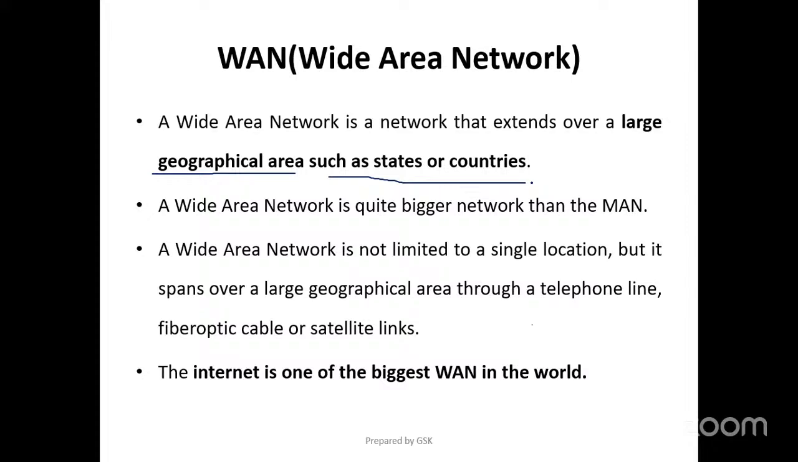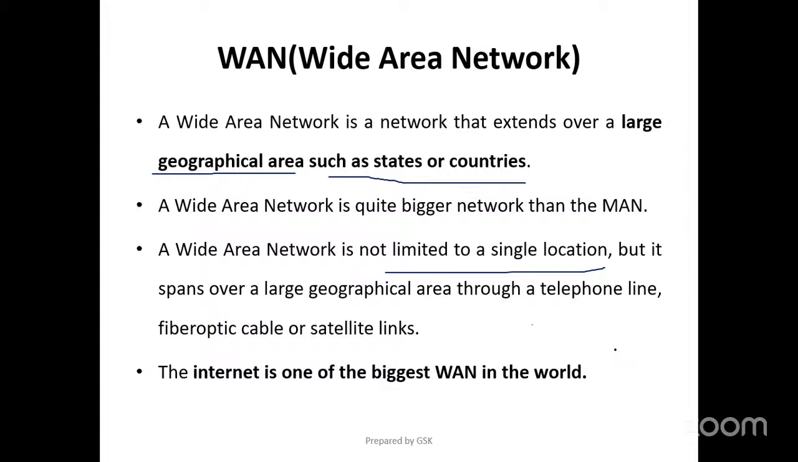The very small network is PAN. The next level is LAN, the next level is MAN, and the next highest level is WAN. The WAN network is not limited to any single location. It spans a large geographical area through telephone lines, fiber optic cables, or satellite links. So the wide area network is used to connect countries to countries, one country to another country.